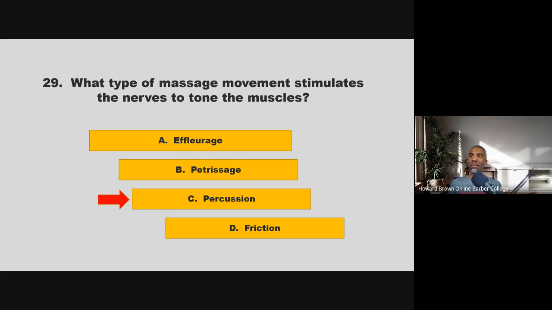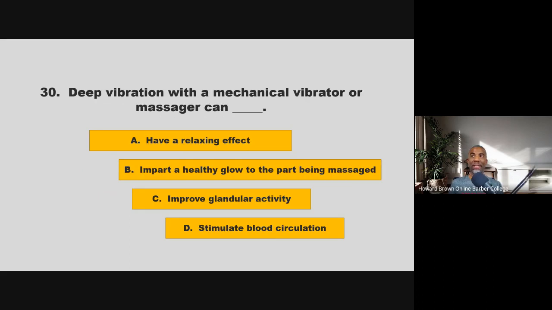If you chose C, percussion, you are correct. Deep vibration with a mechanical vibrator or massager can blank. Is it have a relaxing effect, impart a healthy glow to the part being massaged, improve glandular activity, or stimulate blood circulation? If you chose D, stimulate blood circulation, you are correct.